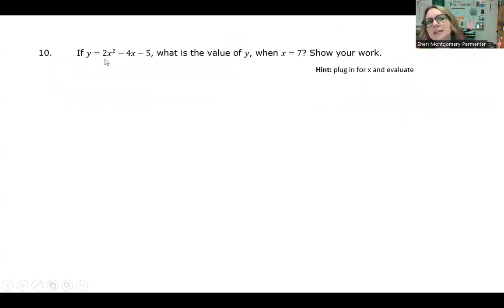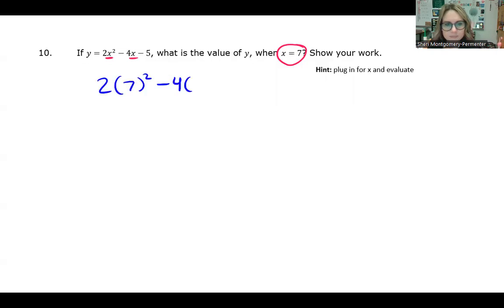So question number 10, it says if y is equal to 2x squared minus 4x minus 5, what's the value of y when x is equal to 7? Well, if they're telling you that x is equal to 7, that means they want you to plug it in. So I'm going to plug it in where I see x. Now I'm going to evaluate slowly because I'm squaring something. So what's 7 times 7?